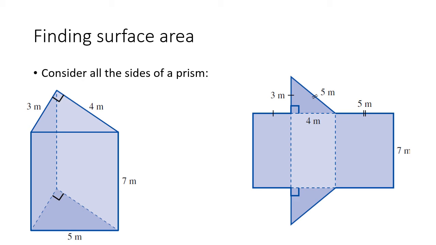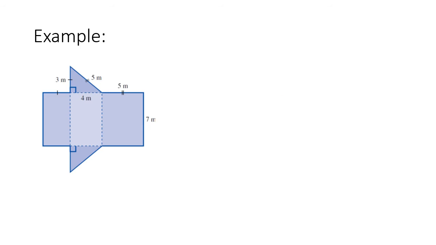So with any prism, you're always going to have 2 ends. We'll have 2 identical ends as well, because that's the nature of a prism. And then we're going to have a number of sides. There are a few different ways that we can look at this that I'll show you as we move on.